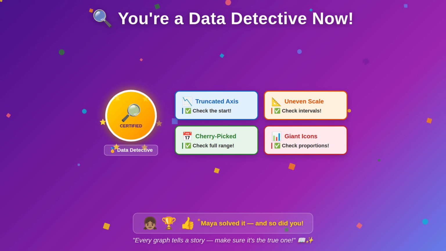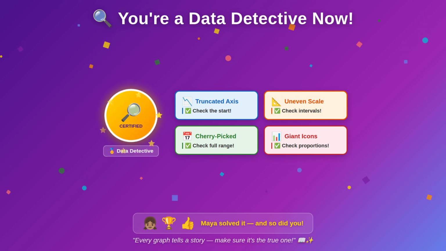But now you have your checklist, and you're a certified data detective. The next time you see a graph, in the news, in a commercial, anywhere, you'll know exactly what questions to ask. Math isn't just numbers. It's a superpower for seeing the truth.